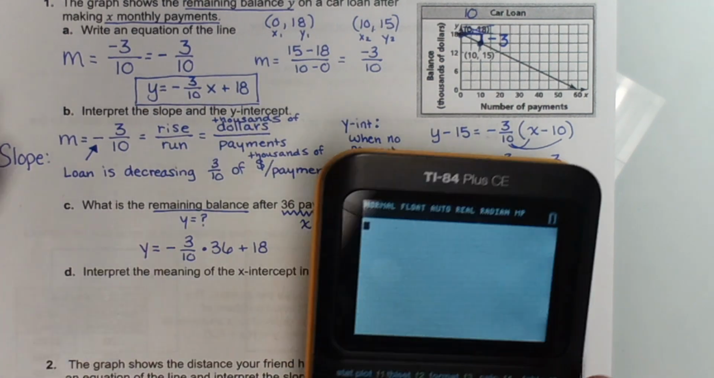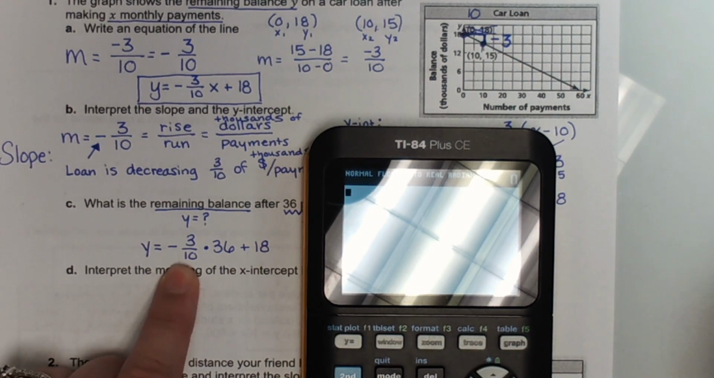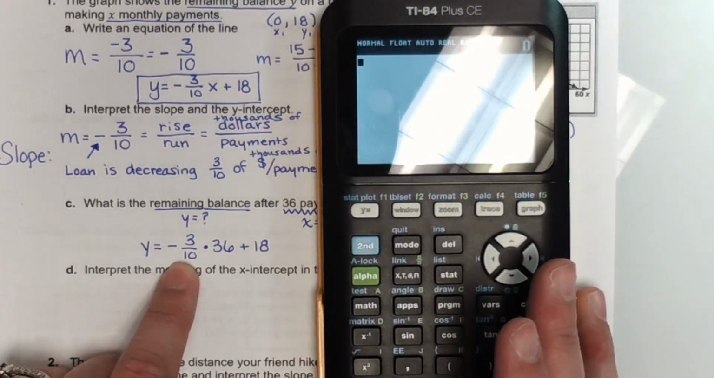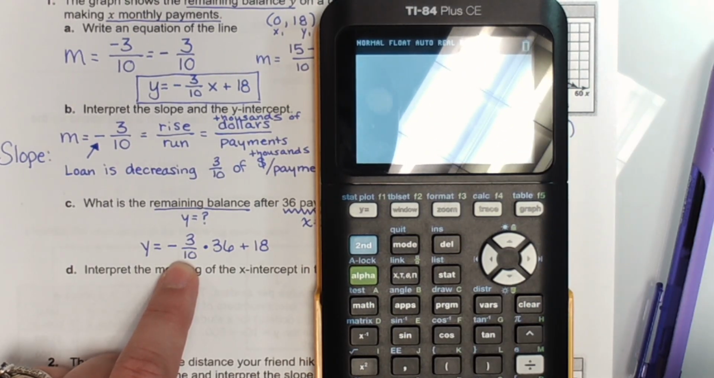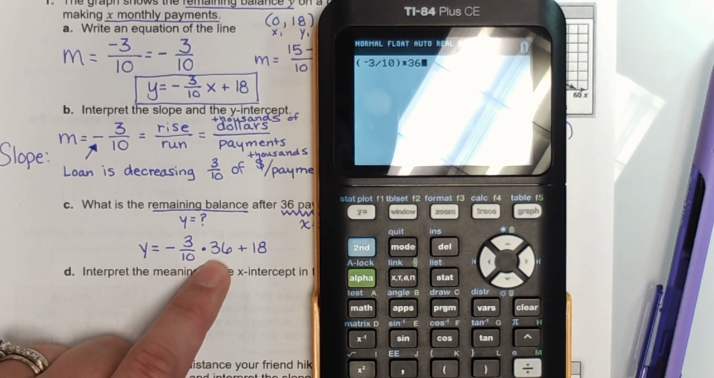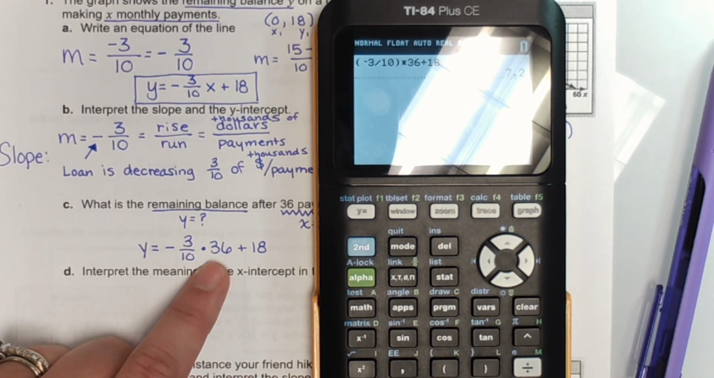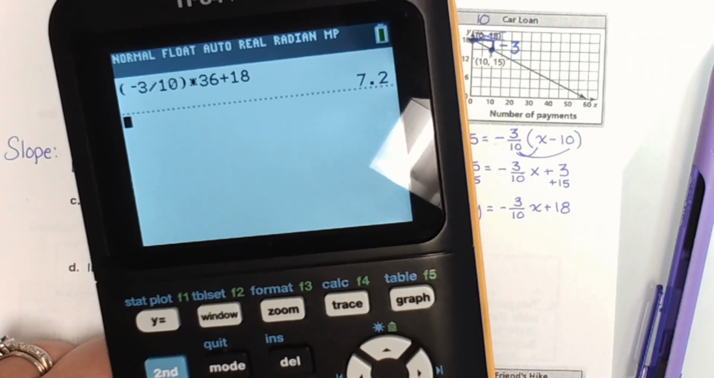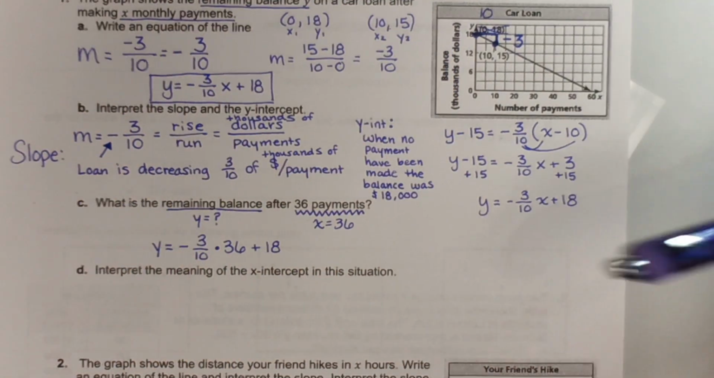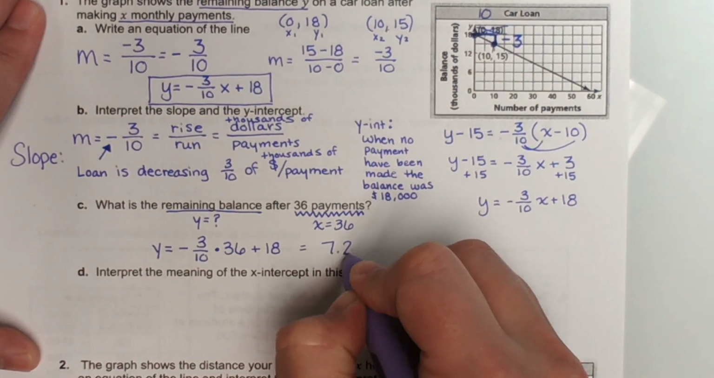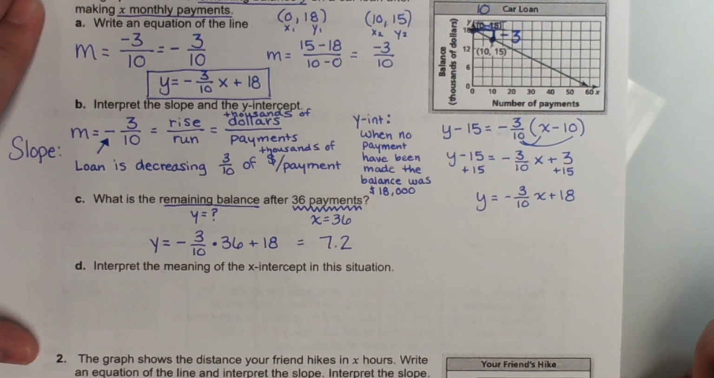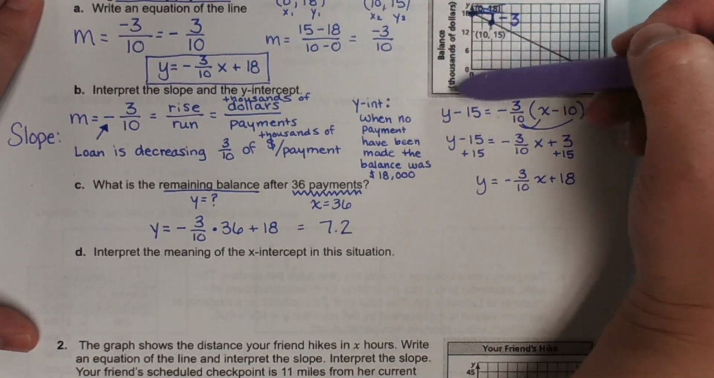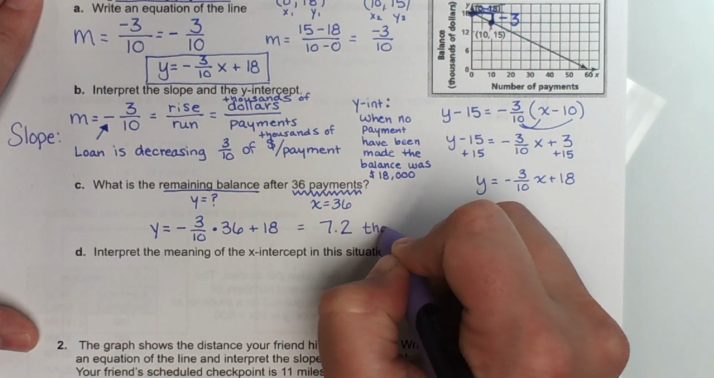I've had a lot of people asking me this lately. How do I put a fraction, negative 3/10, into a calculator? Fraction bar is nothing more than a divide. So negative 3 divided by 10 times 36 plus 18 gives 7.2. Since that's a y value, its units are thousands of dollars.